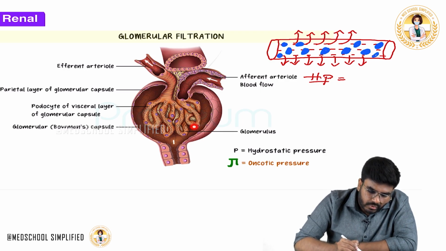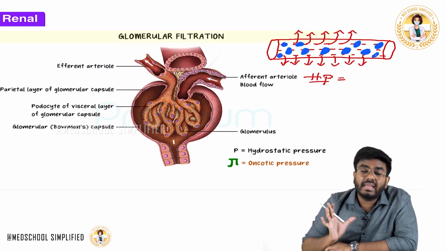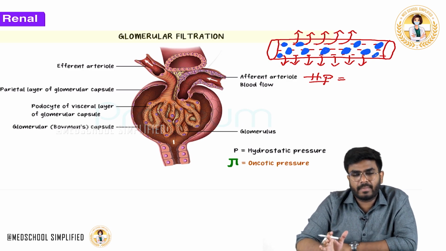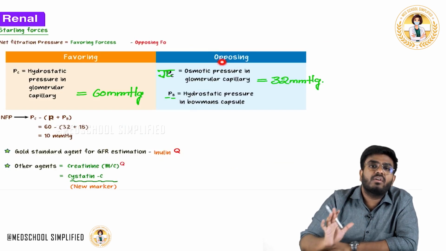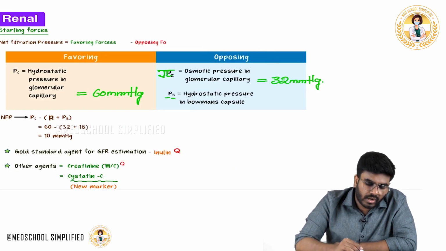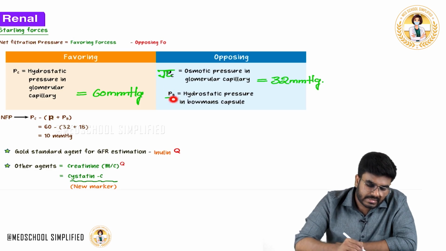Here fluid is there, right? This fluid is going to exert pressure on these capillary walls. So now what happens? It will create a negative force for the filtration, an opposing force. So what are the two important opposing forces? One in the capillary, that is the osmotic pressure because of the albumin. The other is hydrostatic pressure in the Bowman's capsule.